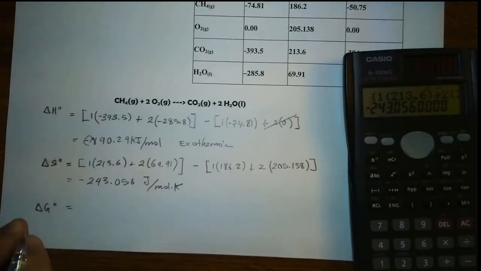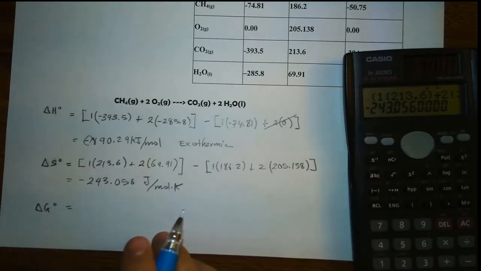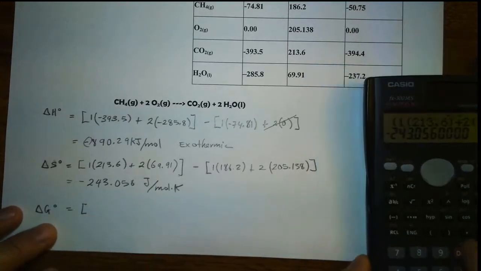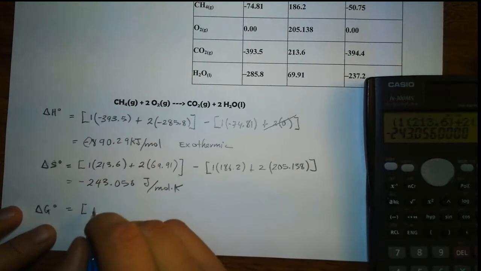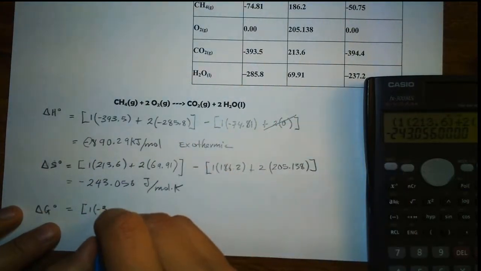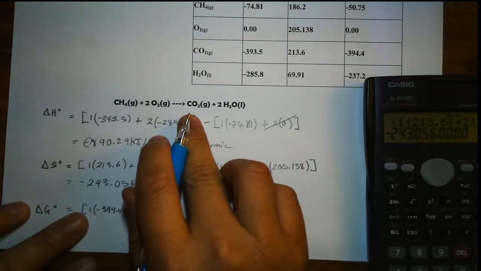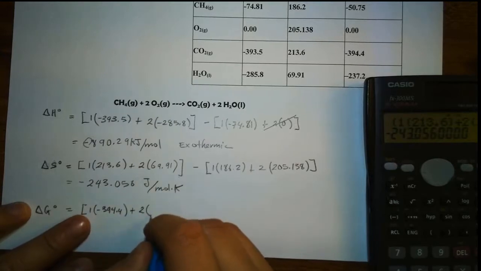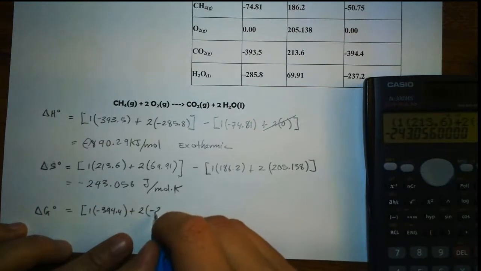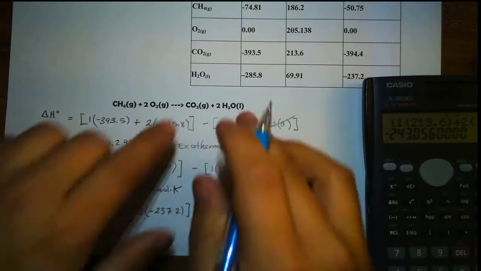There you go. Now let's solve for delta G naught. The same thing, product minus reactant, the sum of the products minus the sum of reactants. So in this case, we have the product again, 1 mole of carbon dioxide, and the value for carbon dioxide is negative 394.4. And that's for carbon dioxide. Now we have water, which is 2 moles, so 2 right there. What's the value for water? Negative 237.2.